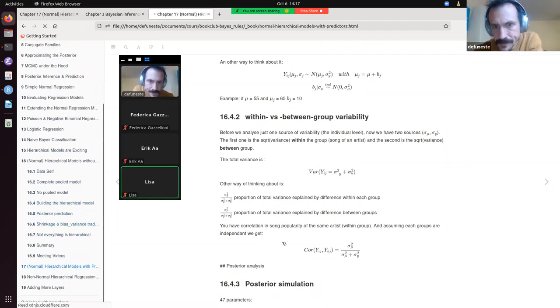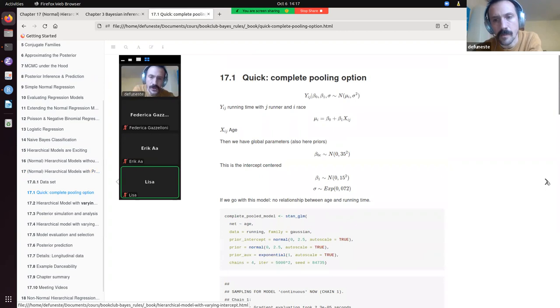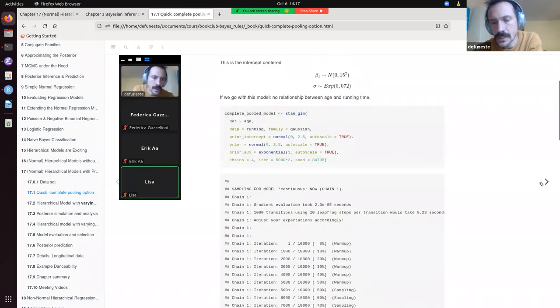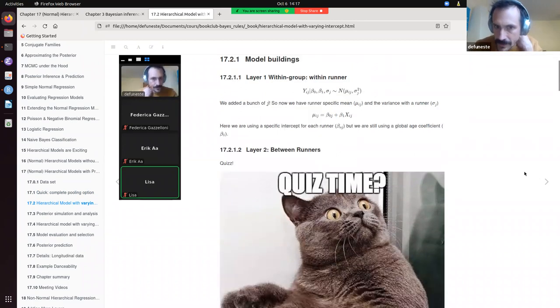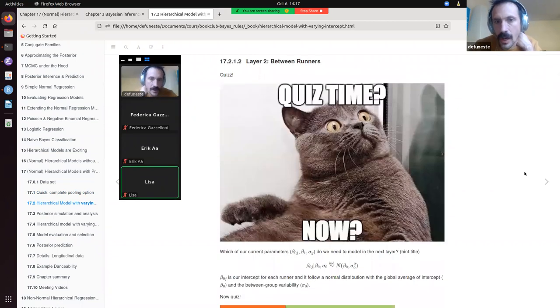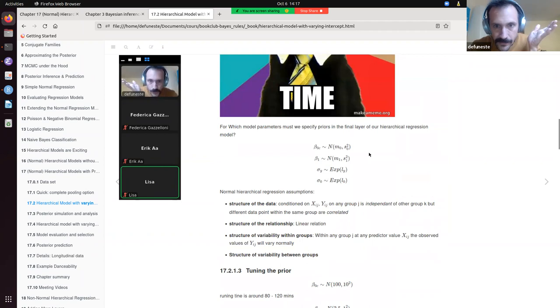Let's go back to this. This is useful to understand because at one point, what the package gives you is sometimes one of these two, and you have to rebuild it. You have to build the beta 0G from the beta 0 and the b0G, so we have to build the intercept for each runner from the global intercept plus the variation. A function does that for you.